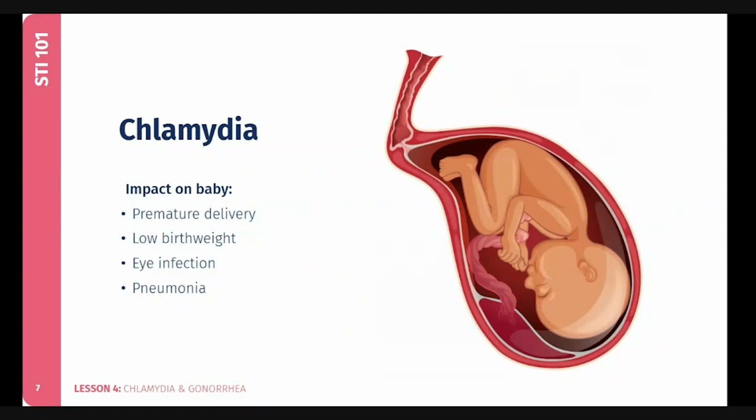If a pregnant person is infected with chlamydia, they can pass that infection onto their baby, resulting in premature delivery, low birth weight, eye infection, and/or pneumonia.